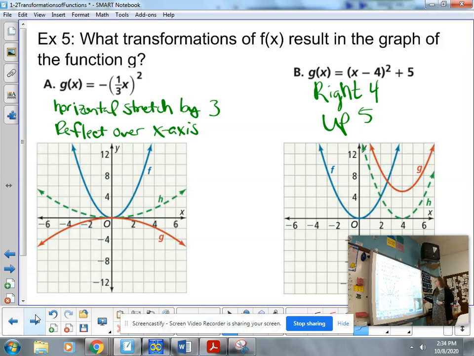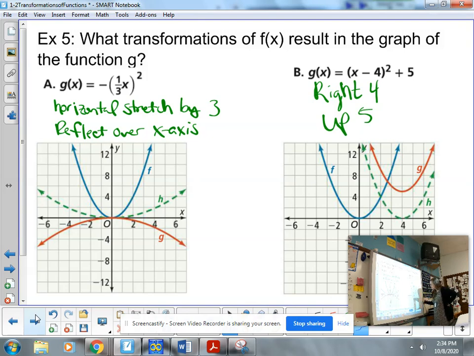For part B, the blue graph again is what we're starting at. I have the -4, so that means +4 is my h, 5 is my k. So we took this blue graph, we moved it to the right 4, so that's how we get the dotted green, and then we are shifting it up 5.